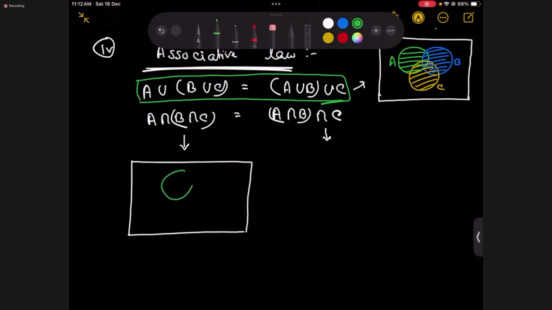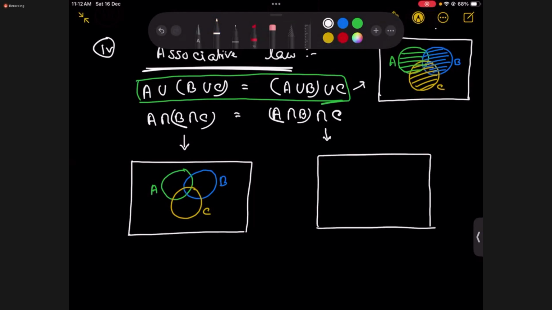So this is our A set. This is our B set, and this is our C set. So also draw here a Venn diagram. This is our A set. This is our B set, and this is our C set.